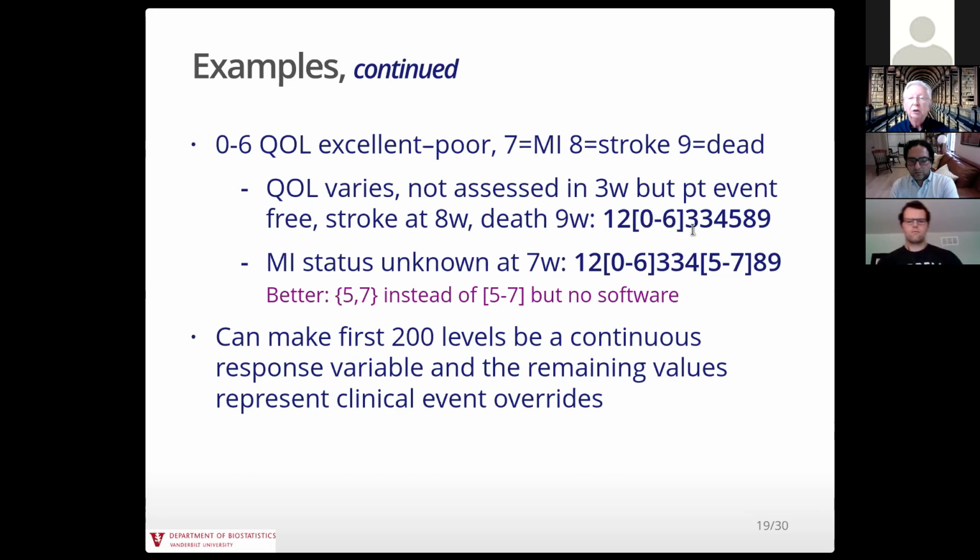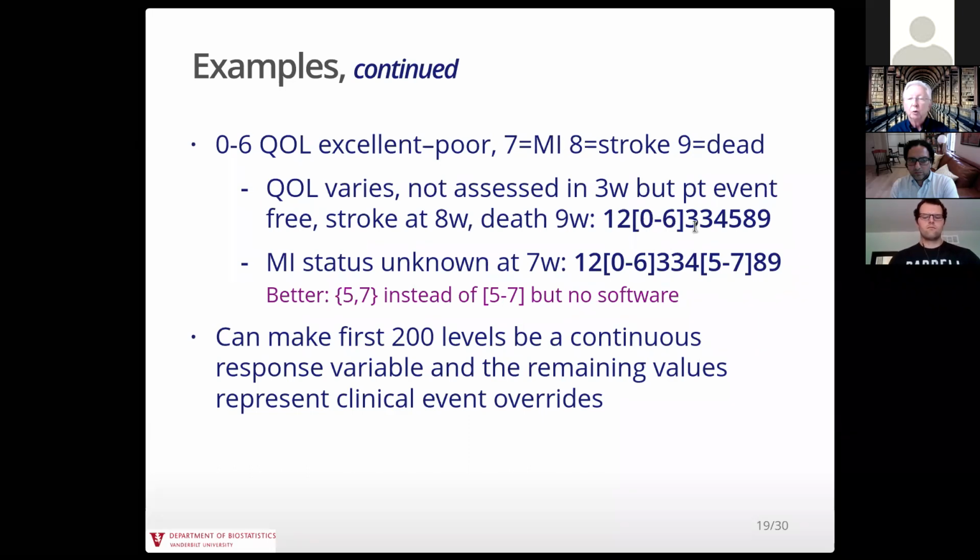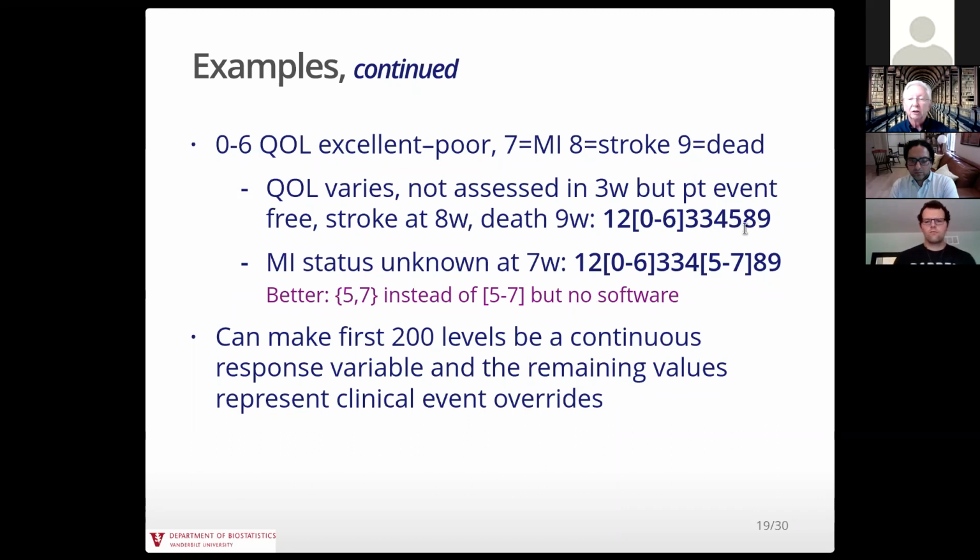And then in week 4, we have a quality of life 3. Then we have a quality of life 3, quality of life 4, 5. And then at 8 weeks, the patient had a stroke. At 9 weeks, the patient died. So that's what your data look like with that series.